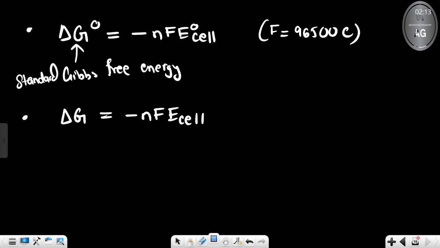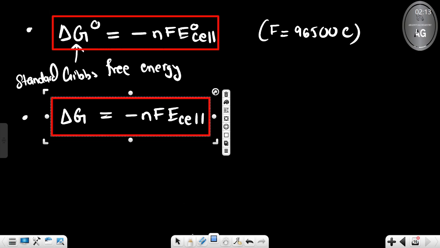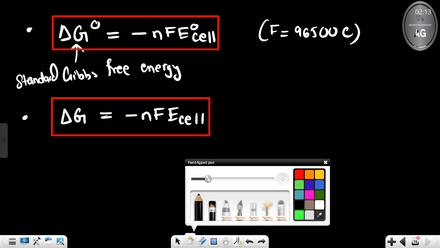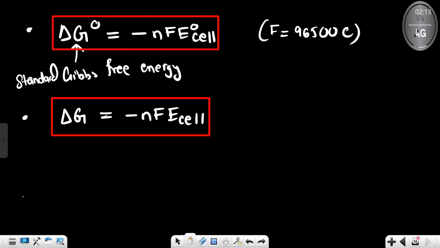The most important thing here is that you have to put the minus sign. If you miss out the minus sign, there will be big trouble, because whenever the answer is supposed to come positive, it will come negative, and whenever it is supposed to come negative, it will come positive. So please make sure you don't miss out the negative sign. Clear? Any doubt?